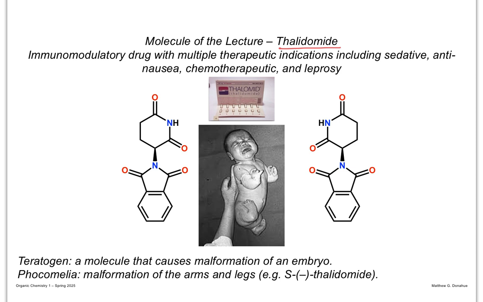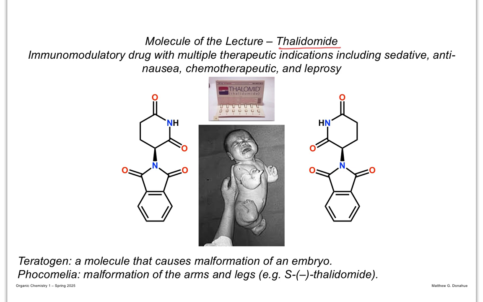Thalidomide is an immunomodulatory drug with multiple therapeutic indications, including sedation, anti-nausea, chemotherapy, which is an anti-cancer drug, and leprosy. It was originally prescribed to pregnant women to help combat morning sickness. It was sold as the racemate, a 1-to-1 mixture.